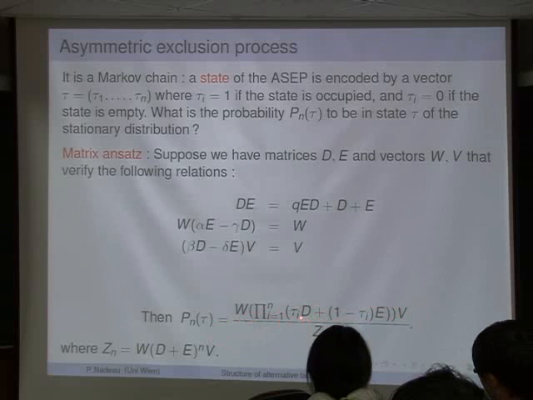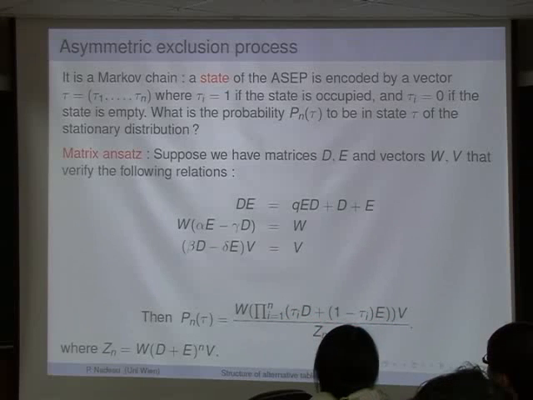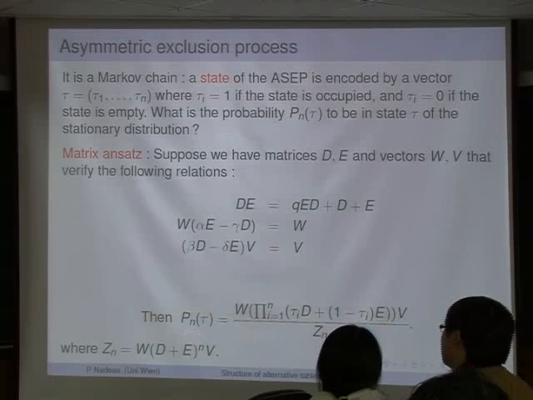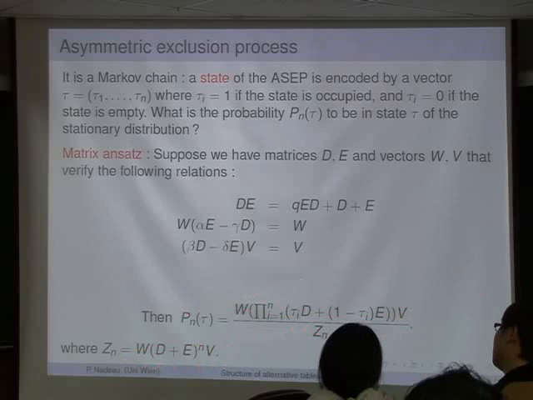So this just means that you take D if the site is occupied, because it means tau i equals 1, so that 1 minus tau i equals 0, and you take E if the site is not occupied. So it's just one product of D's and E's. Take D if the site is occupied and E if the site is empty. So Pn of tau is equal to this big matrix product of D and E. You take the row vector W and the vector V, so it gives you a real number, and you divide by Zn, which is just the sum over all of these, just to normalize things, because these are probabilities and they must sum up to 1 in the end.